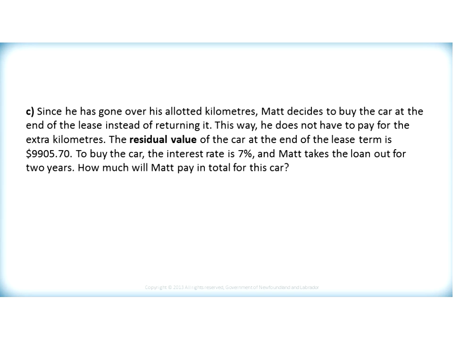So this is an option that you can have. This is a lease-to-own option. If you end up having to pay a lot in at the end of the lease, then maybe it might be a bad idea to consider buying the car out or lease-to-own. Since he's gone over his allotted kilometers, Matt decides to buy the car at the end of the lease instead of returning it. This way he does not have to pay for those extra kilometers.